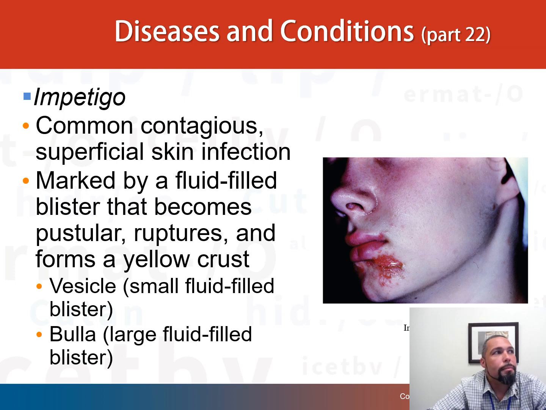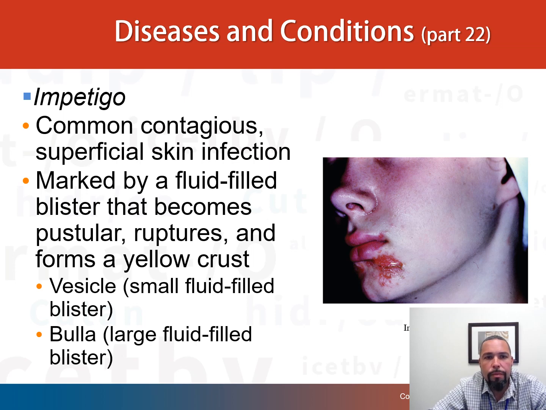Let's talk about impetigo. It's a common contagious superficial skin infection. It's marked by a fluid-filled blister that becomes pustular, ruptures, and forms a yellow crust.